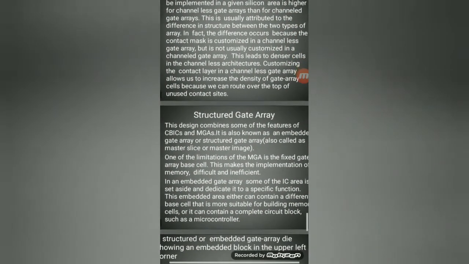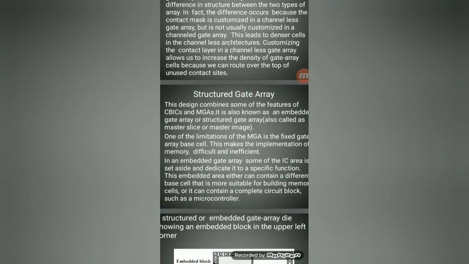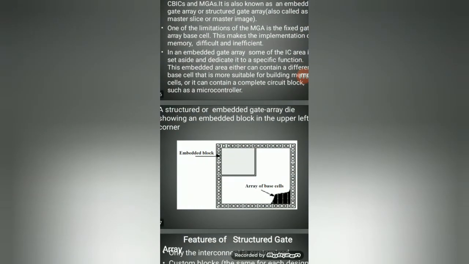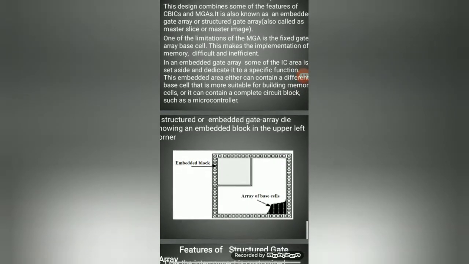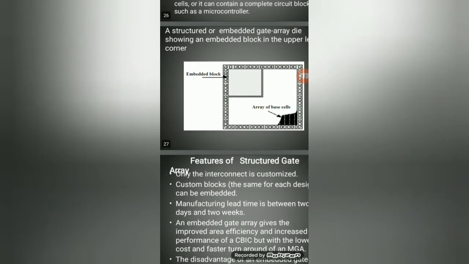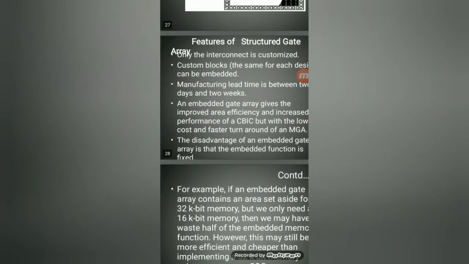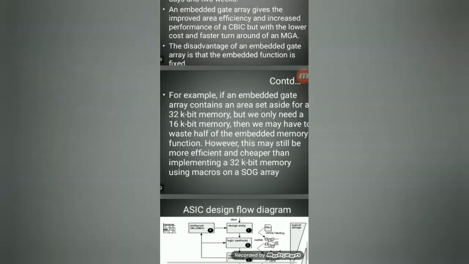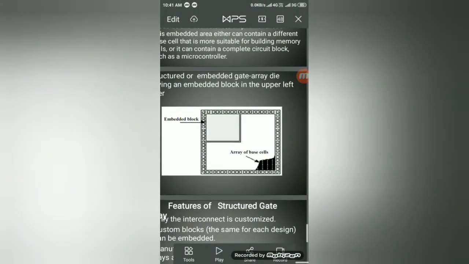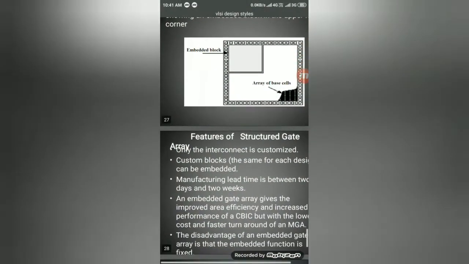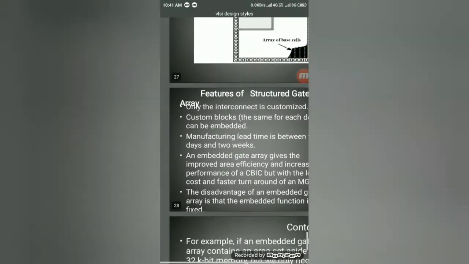Structured gate array. Next, let us go for structured gate array. This is a combination of both channeled and channel-less, and it is also called embedded block gate array. So this is based on our requirement. We can go for either channeled or channel-less. The features of structured gate array: manufacturing time is very less. That is, it combines both channeled and channel-less structures.